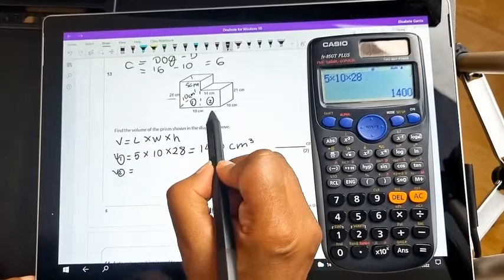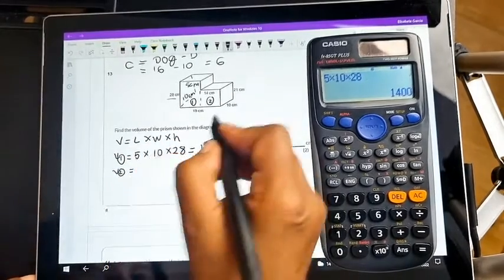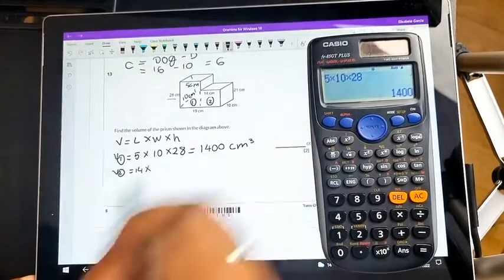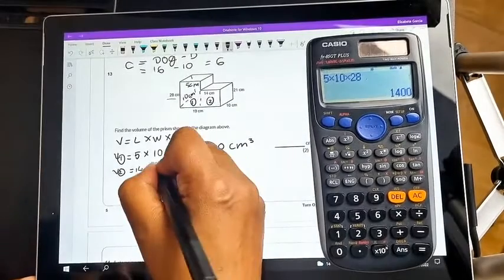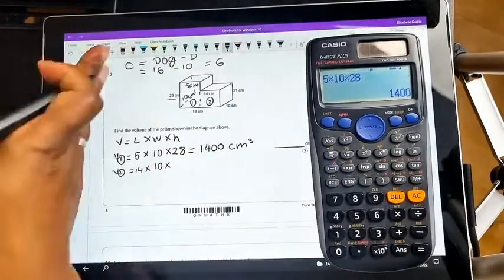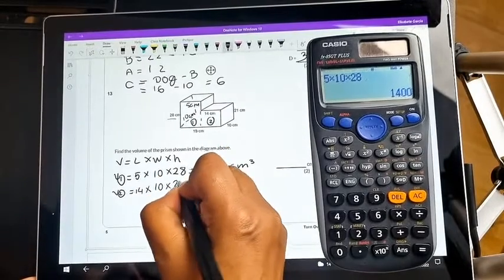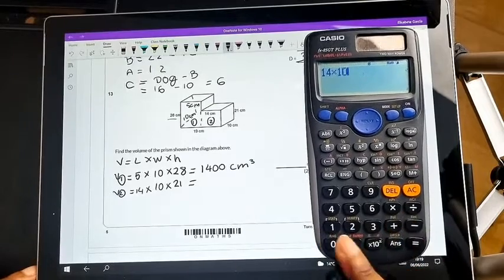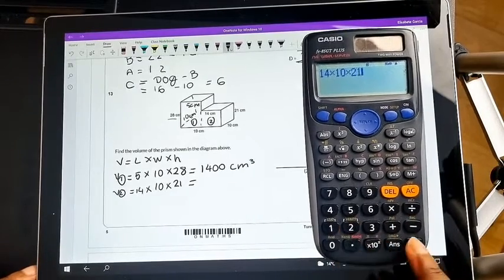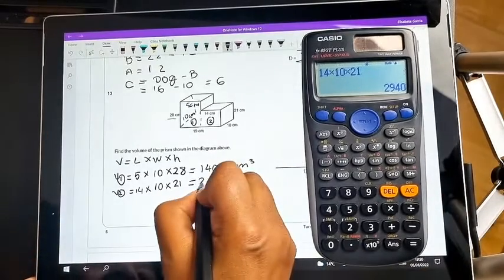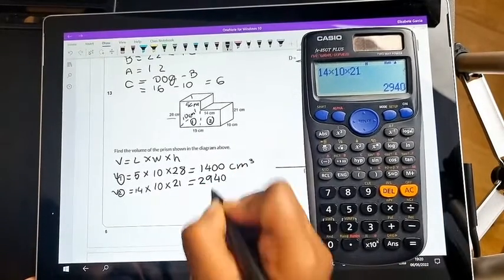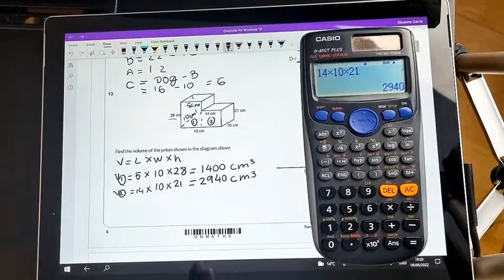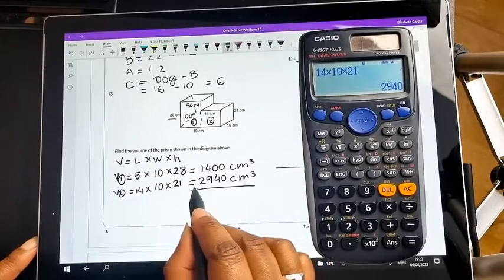So this one we have 14 centimeters. So we have length is 14 times by width, which is 10. Same as the previous one because it goes in tandem. And then 21 for the height. Tap that on the calculator. 14 times by 10 times by 21. I'm doing in stages, guys. I'm not rushing. So you know exactly what to do. 2,940 centimeters cubed. And what you have to do at the end is just add them together, okay?